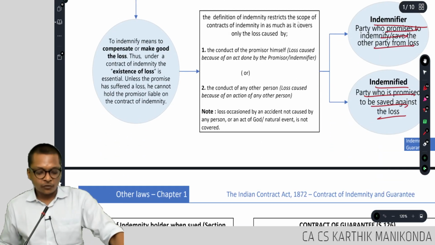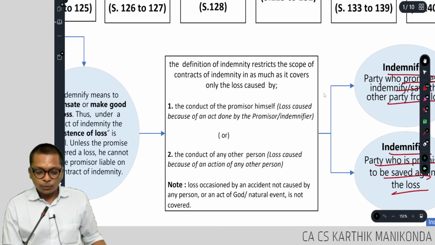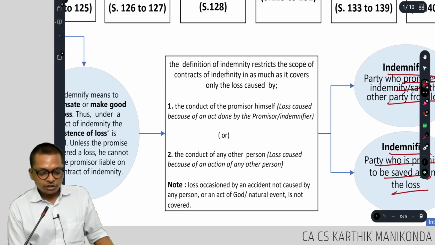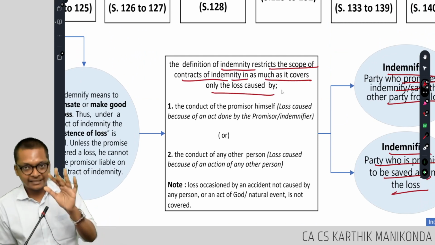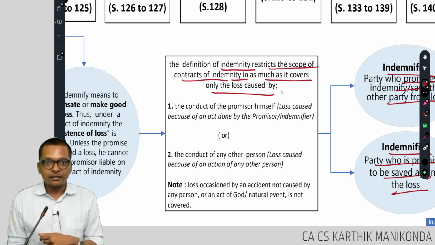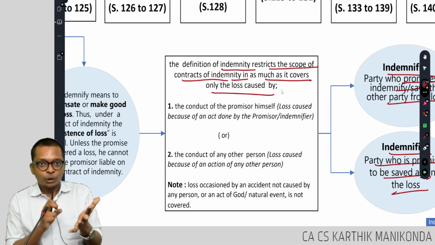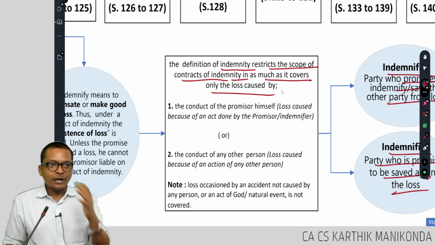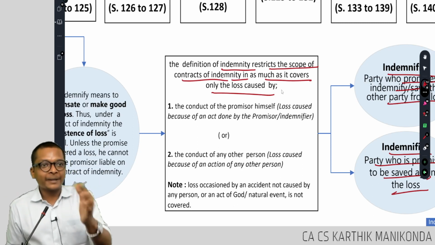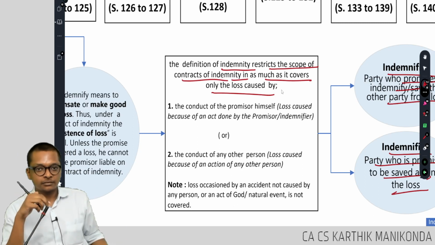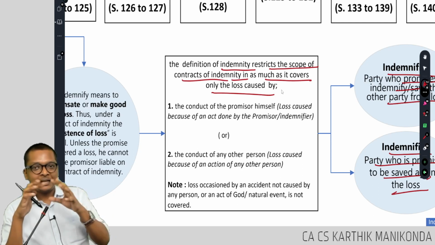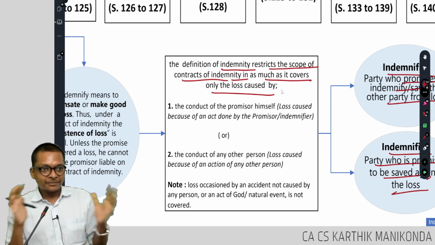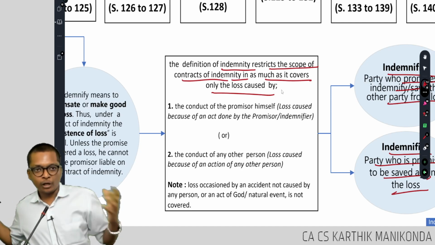So what is relevant for exam in this? Look at this. It's a beautiful definition. The definition of indemnity restricts the scope of the contract of indemnity as much as it covers only the loss caused by. That means, Dilli Babu is very smart. He saw the ad, ACO insurance, 2 minutes claim settlement. So Dilli Babu purchased one second-hand old bike for 10,000 rupees. He took an insurance policy, waited for 6 months. Now he went and damaged the bike. Bike became chutney. Or some lorry came and crashed it.